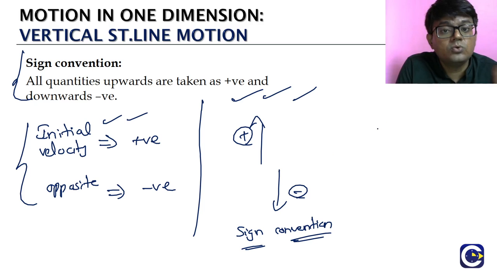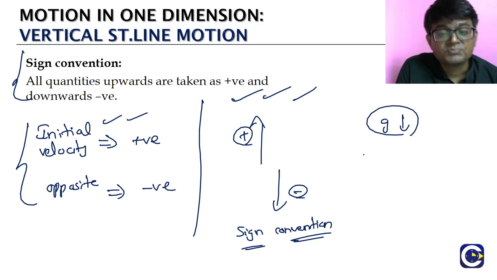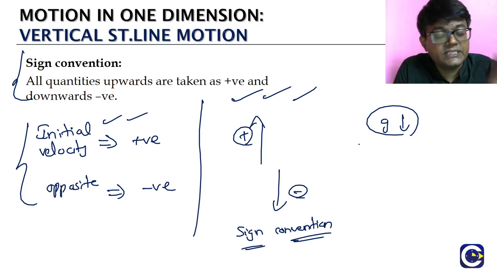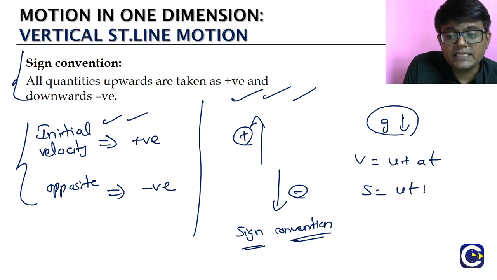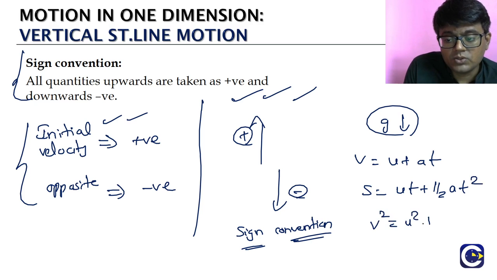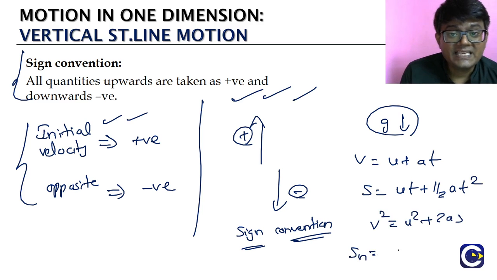Why are we able to say that we can use the equations of motion? Because here the acceleration is fixed, which is g downwards. It's a uniform acceleration. So I'm writing these equations: v = u + at, s = ut + ½at², v² = u² + 2as, and then Sn, the displacement in the nth second. Sn is equal to u + (a/2)(2n − 1).